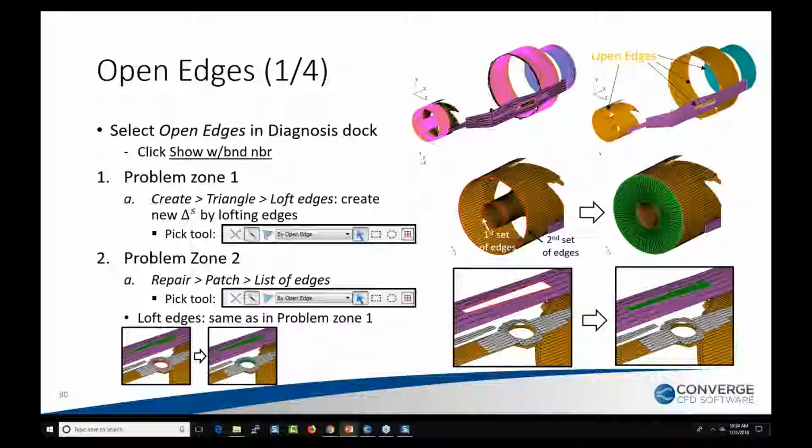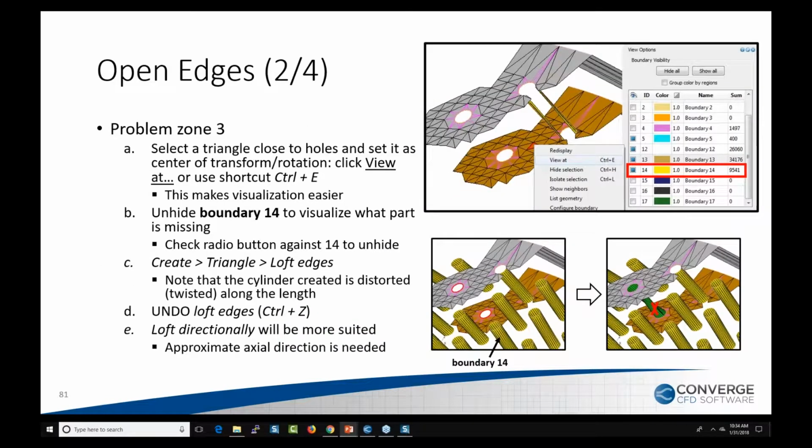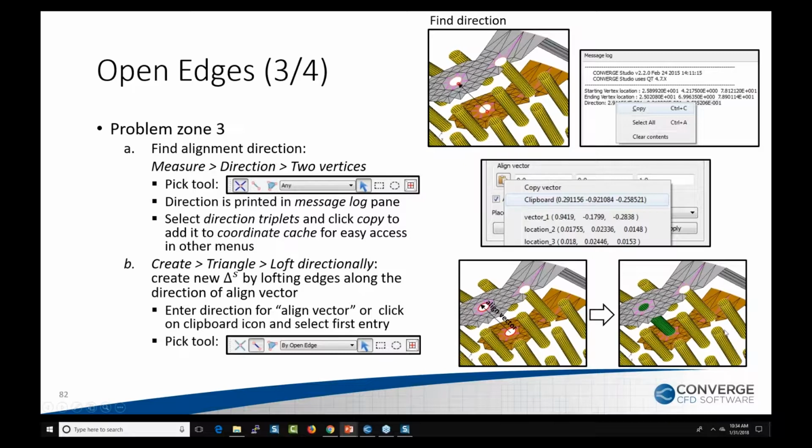And as I've shown these, you can definitely use lofting triangles to create triangles which are missing. I've shown this when you have some of the cooling holes which could be distorted. You can delete that cooling hole, and you can recreate them by lofting with a direction. You see, if you did not use a loft directionally, you will end up with these kind of triangles, just a twisted cylinder. In that case, we'll go to loft directionally, and you will measure a direction, and we'll create triangles by using a line vector.